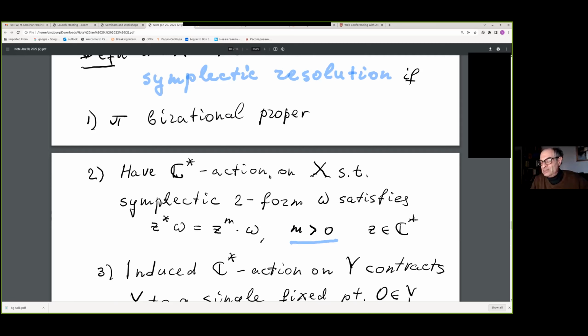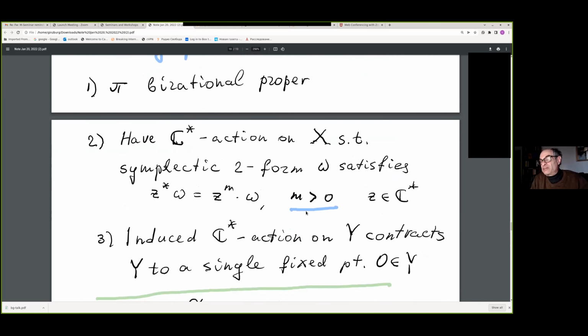I will give 3 examples, which are hopefully familiar, and in those examples, this is true. And finally, if you have a C star action on X, automatically you have an action on the algebra of functions, and therefore an action of the same C star on the affinization variety Y. The last condition is that the action on Y contracts Y to a single point, and this is a fixed point. So this Y looks like a cone, and the action contracts everything to the vertex of this cone.